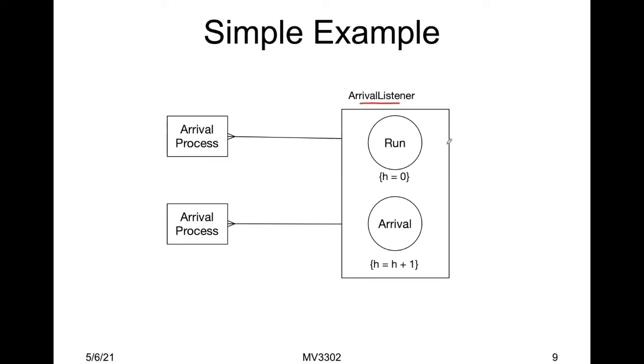In order to do this task, I'm going to write an arrival listener that's going to have a state variable H, which is the number of heard events, arrival events. So its run event is just going to simply initialize that to 0. And every time I hear an arrival, I'm going to increment the number of arrivals I've heard by 1. So every time this arrival process has an arrival occur, it'll be heard by this. And every time this one has an arrival, it'll also be heard by this.